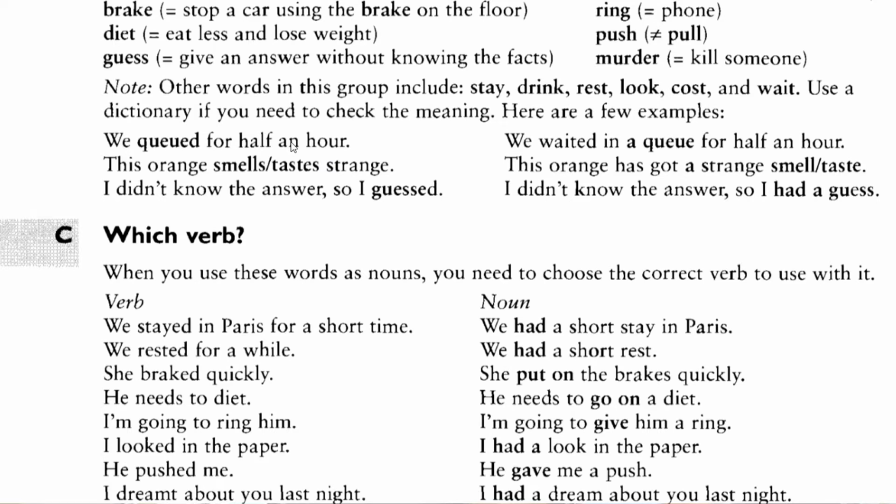We queued for half an hour. We queued means we waited, or stood in a queue, for half an hour. So here it is used as a verb. In the second example, it is used as a noun. Notice that when we use it as a noun, we need to be very careful about the verb used with it. There is another verb that is used when the word is used as a noun. This is very important.